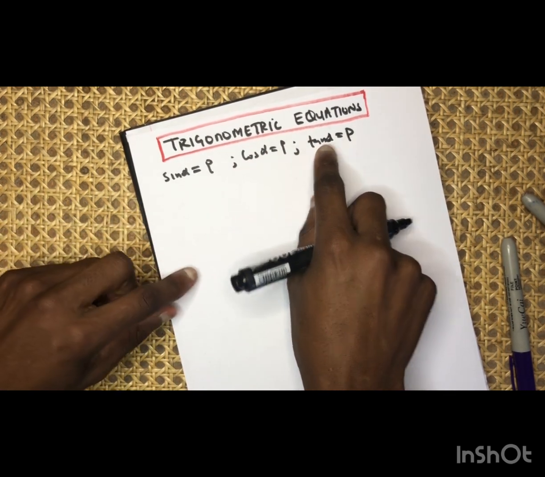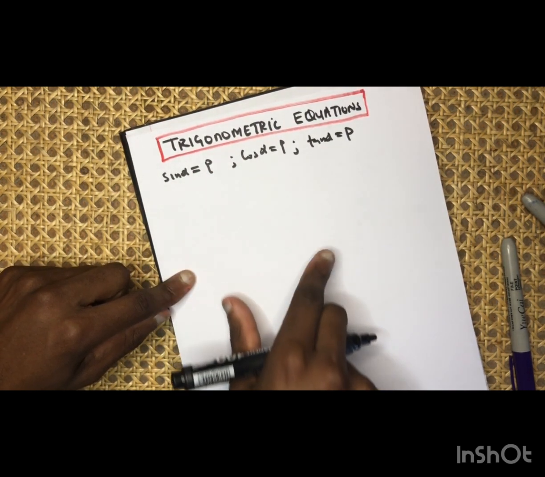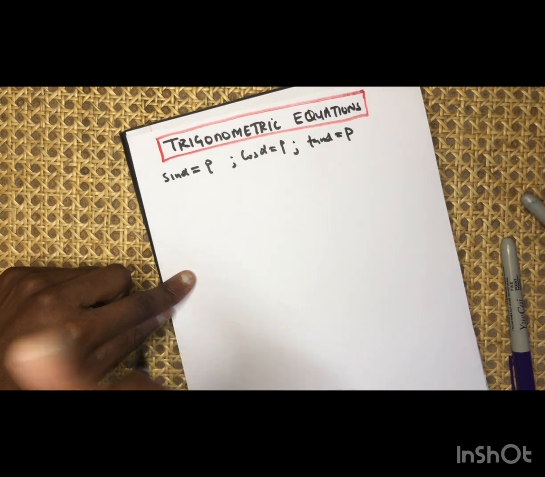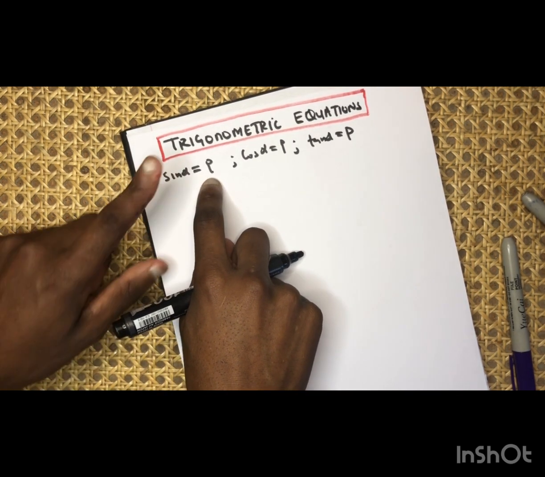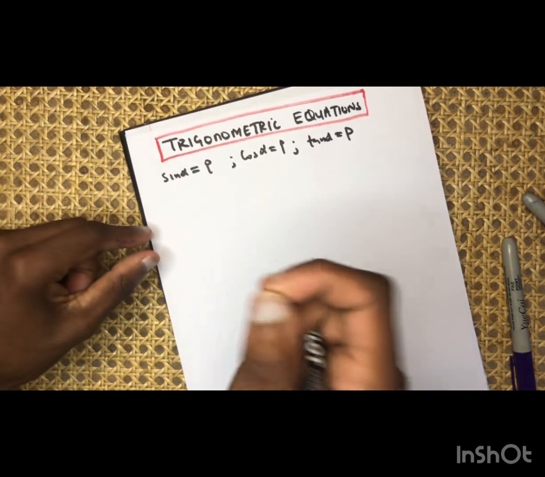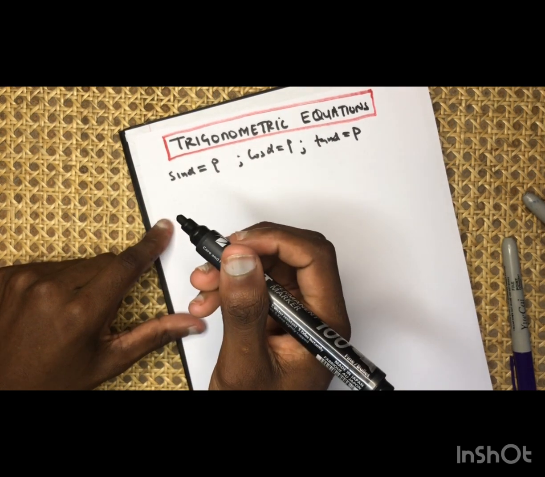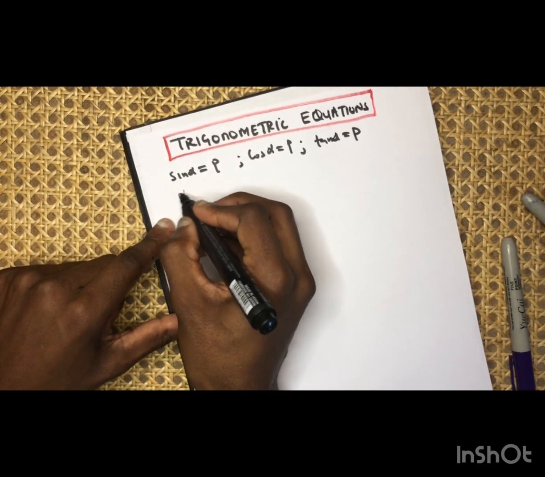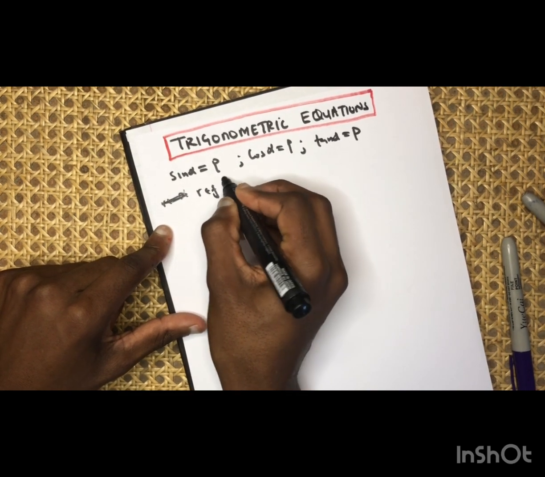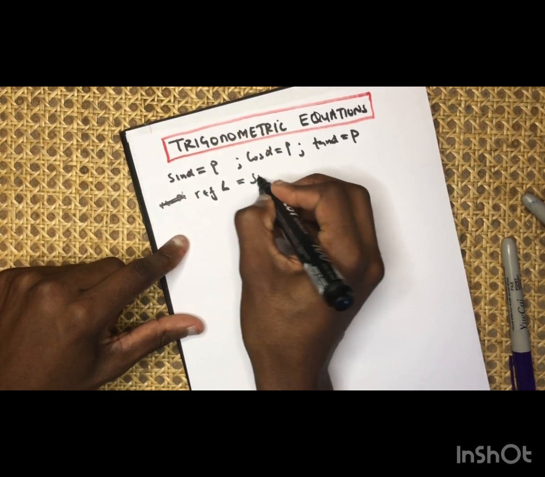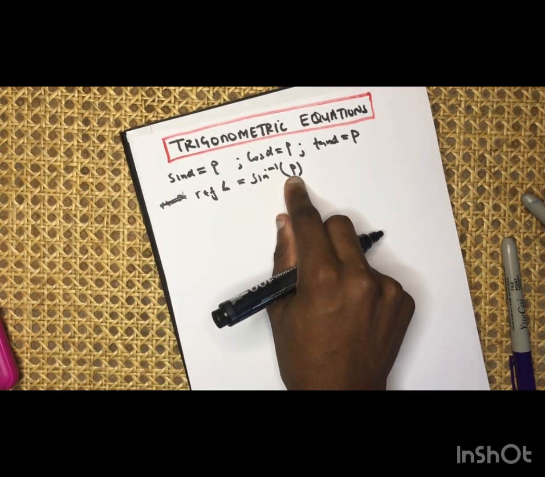So if I apply the inverse of tan, inverse of cos and inverse of sine, whenever I'm applying the inverse to the numerical value of, let's say, p, I must ignore its sign. So in order for me to get the reference angle, I will say the reference angle is going to be the inverse of sine p. That's how you get your reference angle.